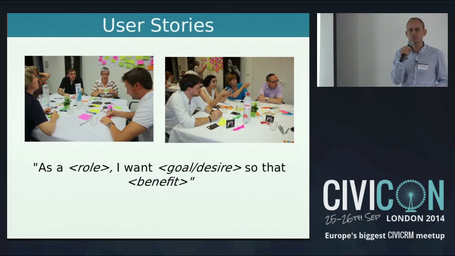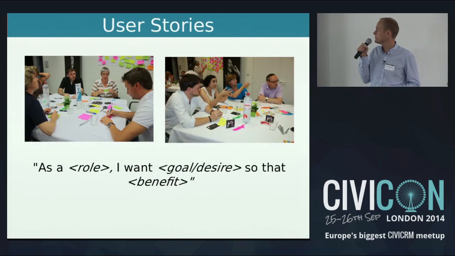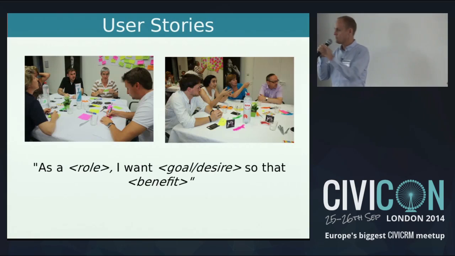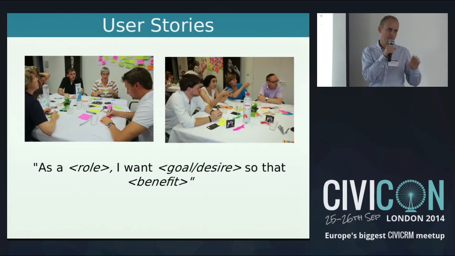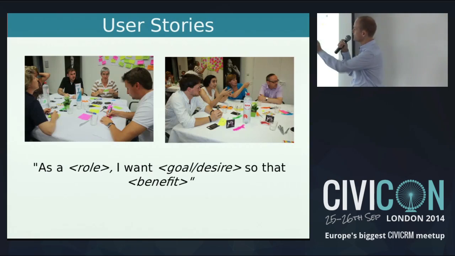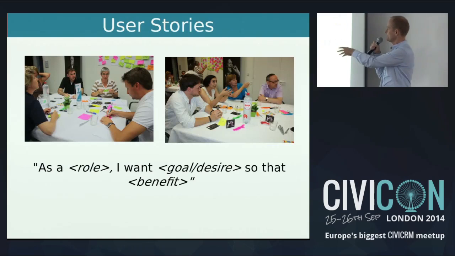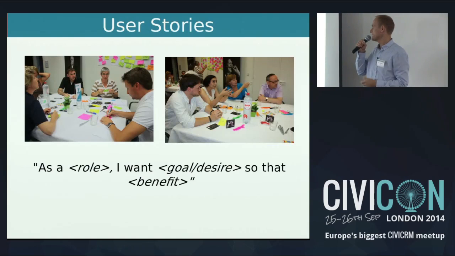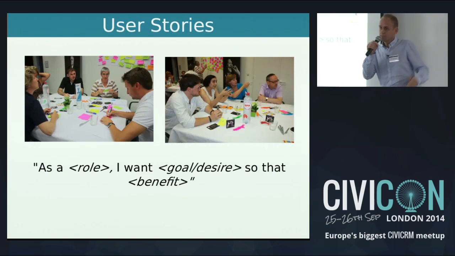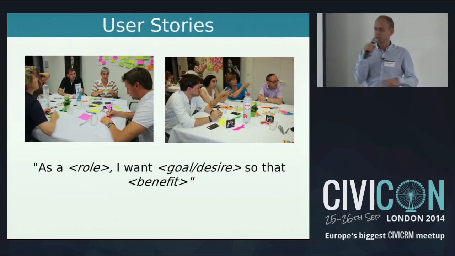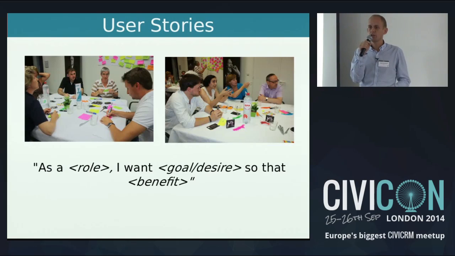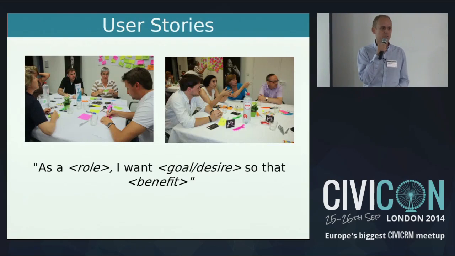A user story is something from agile development. It's a very simple way of capturing requirements by writing down a sentence with a fixed structure: as a, I want to, so that. So for instance, as a marketing manager, I want to be able to send a newsletter every week to our members so they are informed about what we are doing.